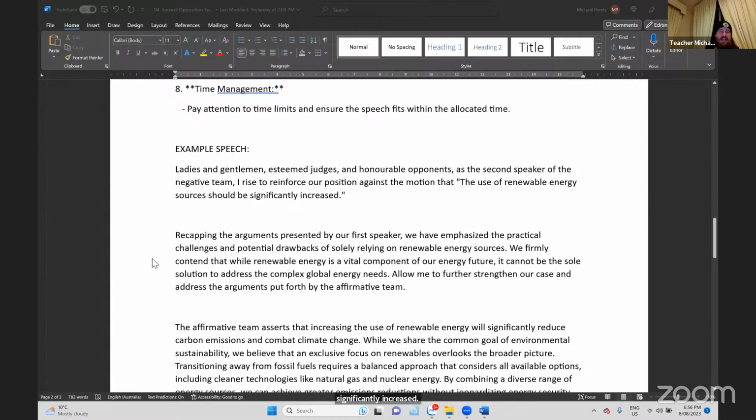Recapping the arguments presented by our first speaker, we have emphasized the practical challenges and potential drawbacks of solely relying on renewable energy sources. We firmly contend that while renewable energy is a vital component of our energy future, it cannot be the sole solution to address the complex global energy needs. Allow me to further strengthen our case and address the arguments put forth by the affirmative team.